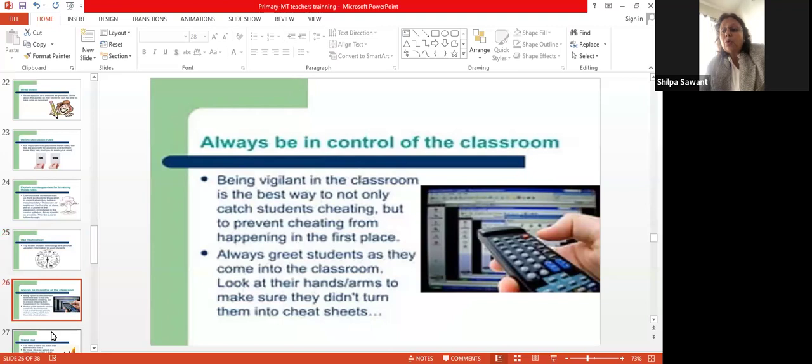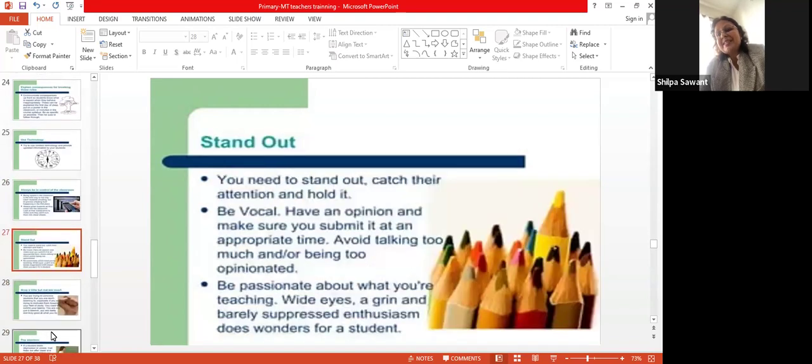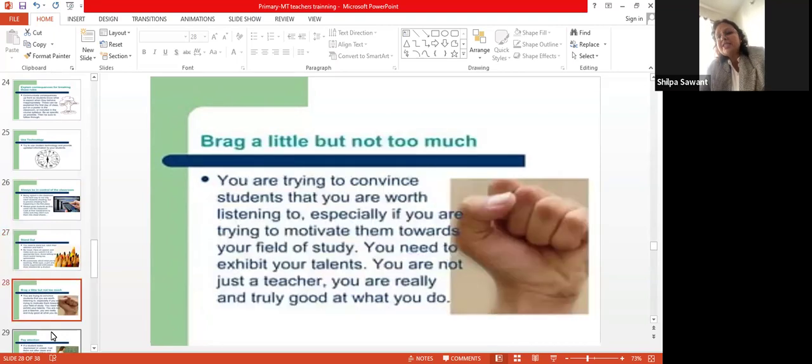Always be in control of the classroom. The remote control should be in your hand, not with the students. Stand out. Teachers, be vocal, be passionate about what you're teaching, with those facial expressions. In that way, you stand out and become your best teacher. Brag a little, but not too much. Sometimes a history teacher can go on and on and on.